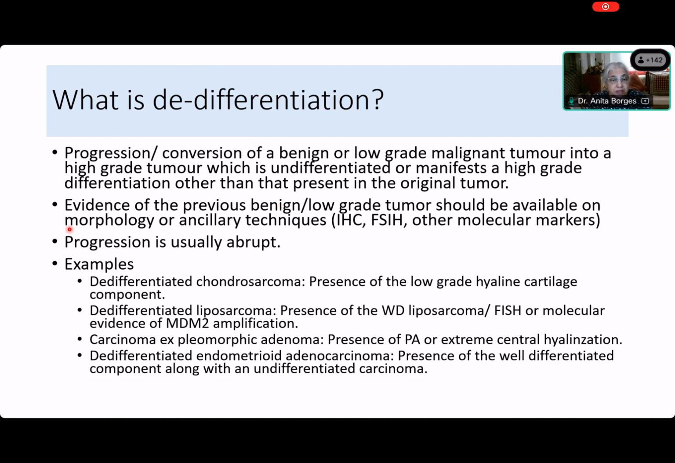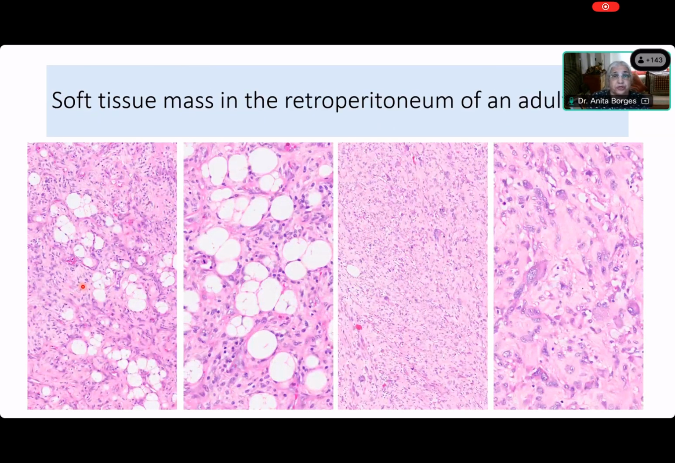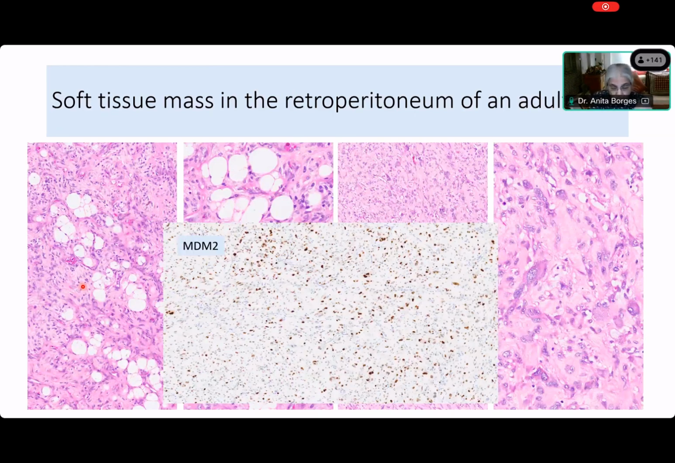Dedifferentiated chondrosarcoma, liposarcoma, carcinoma ex pleomorphic adenoma. Okay, and you have dedifferentiated endometrioid adenocarcinomas. Here is a beautiful example of a retroperitoneal tumor, very undifferentiated on the right side, or extremely poorly differentiated. We don't even know what it is. It's infiltrating fat, and you might think, oh, maybe this was well differentiated, but we have to prove that it is so. And here is MDM2, and this was also MDM2 amplified on FISH. So here is liposarcoma, which is dedifferentiated liposarcoma, right?